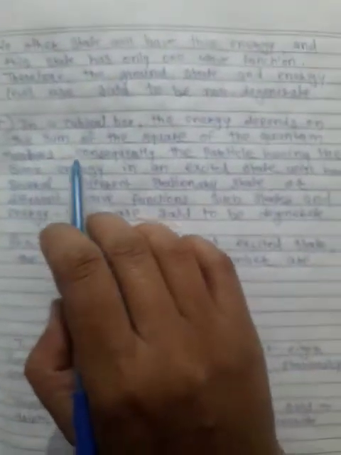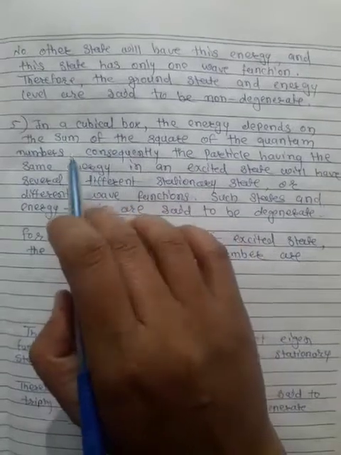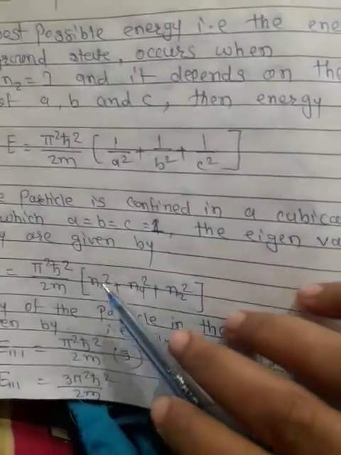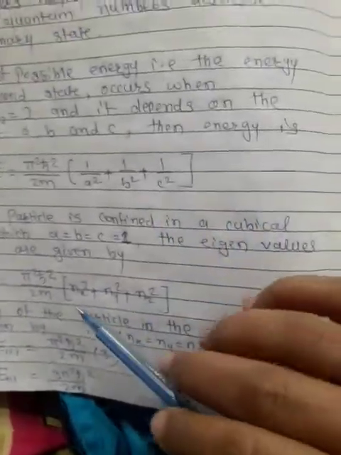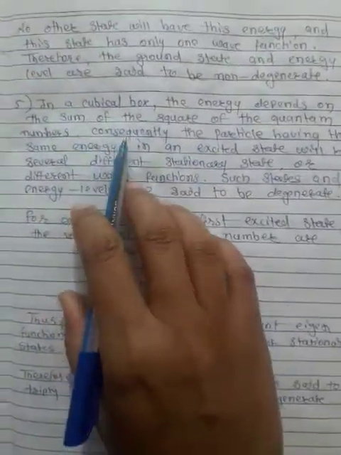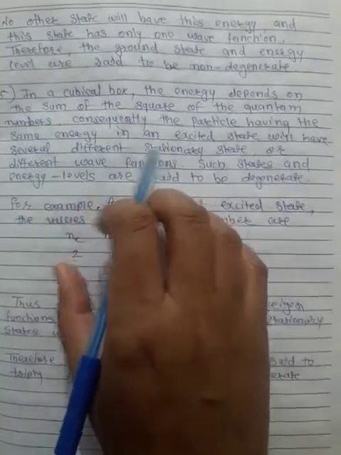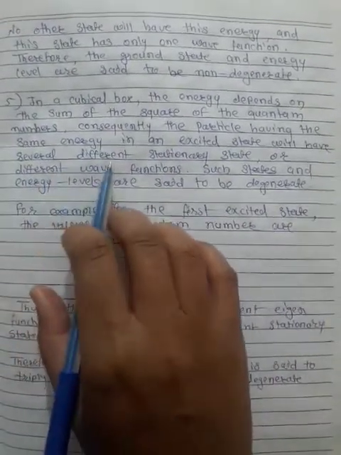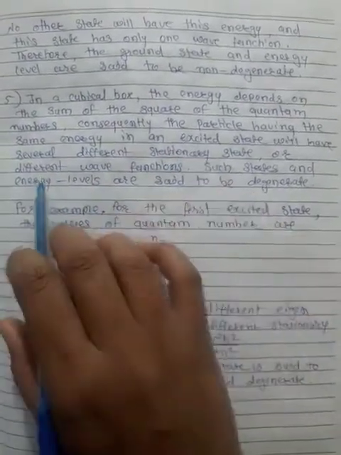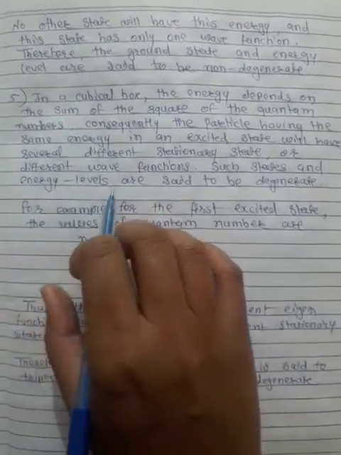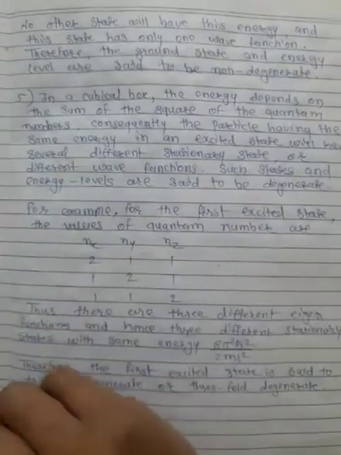Next, in a cubical box, the energy depends on the sum of the squares of the quantum numbers. Here nx, ny, nz are the quantum numbers. Consequently, a particle having the same energy in an excited state can have several different stationary states, or different wave functions. Such energy levels are said to be degenerate.